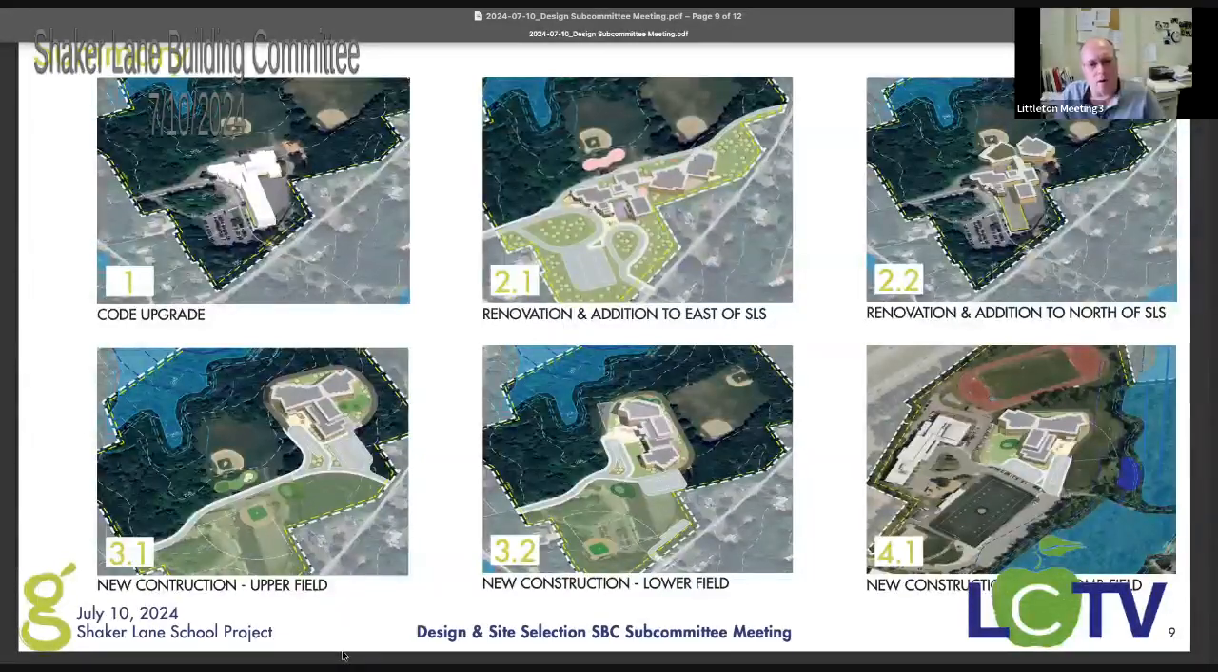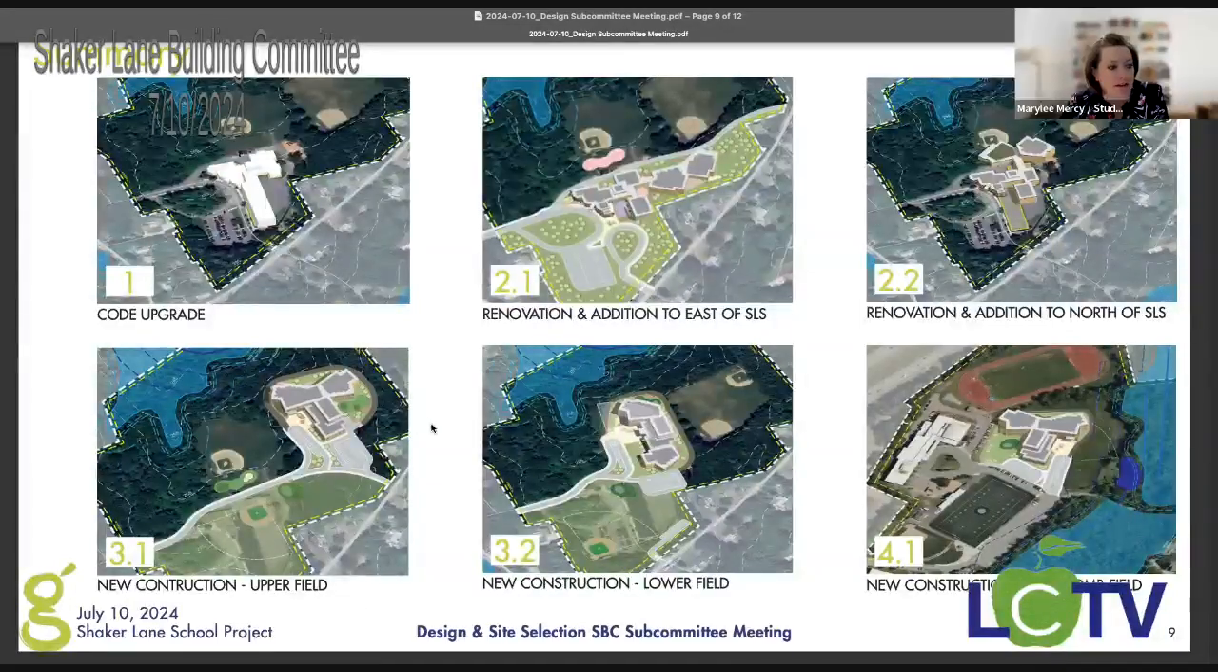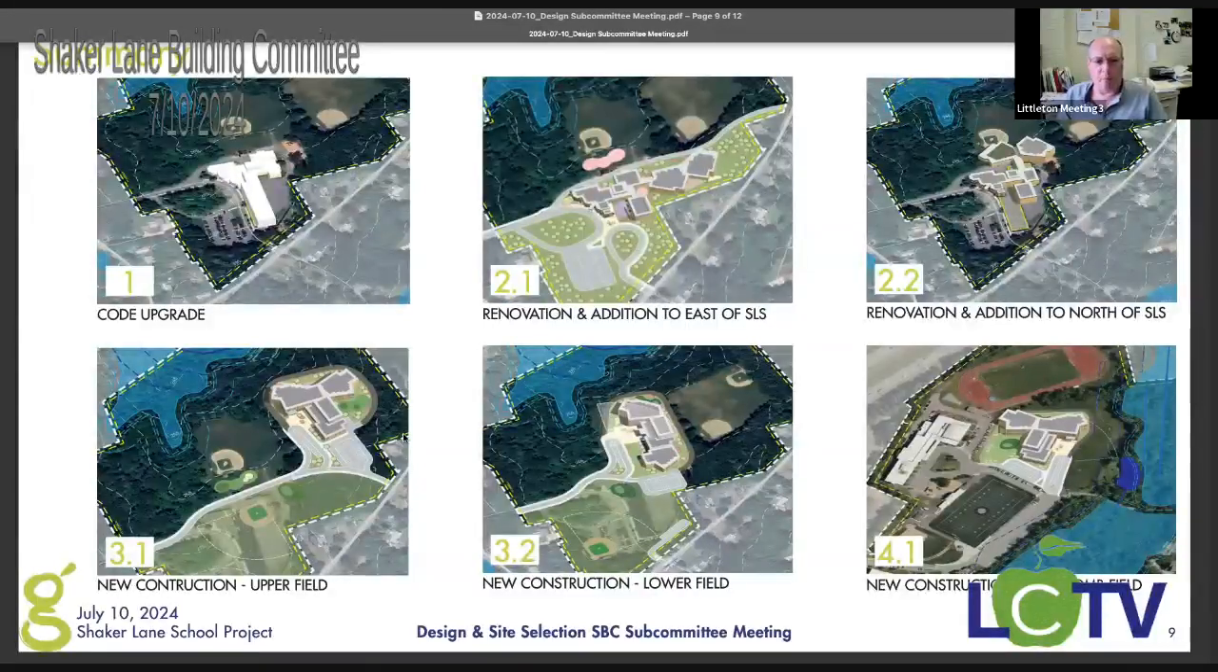I think on 3.1, I'm not sure the access road on the right-hand side of that picture is in the right location. No, I think you're right. I think right now it's over here, but I think it's more behind the school, up in the upper right-hand corner, I believe, if I'm correct.